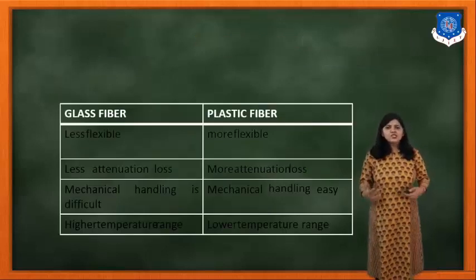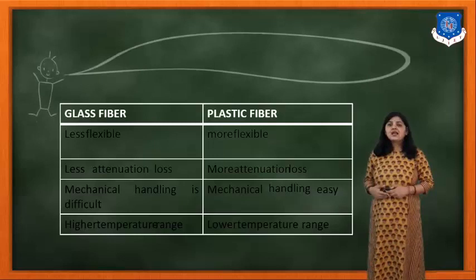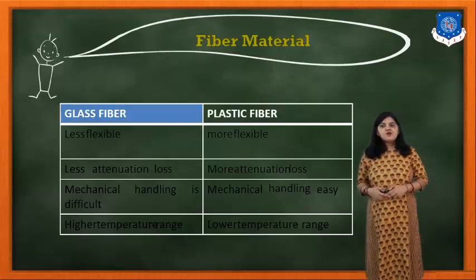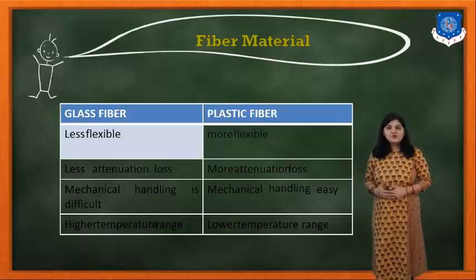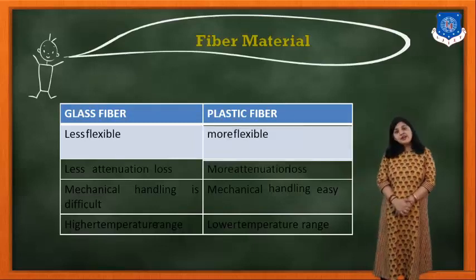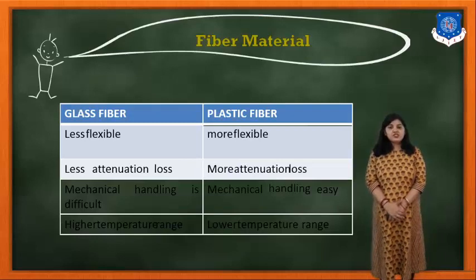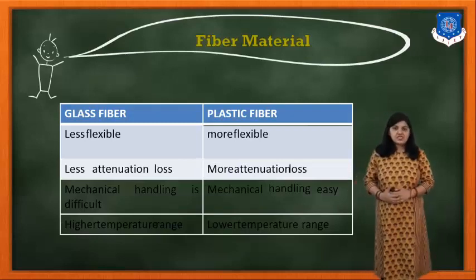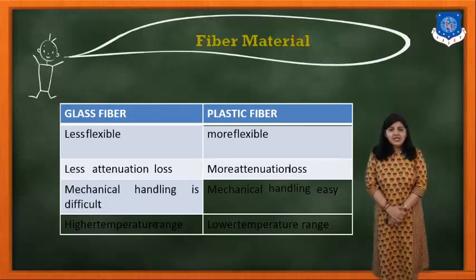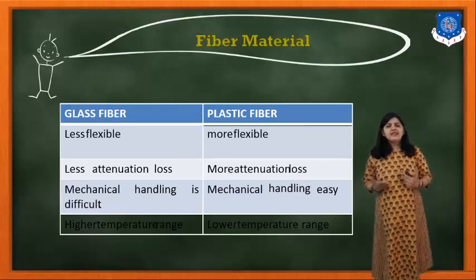Now according to that, the fiber materials are of two types. One is the glass fiber and another one is the plastic fiber. The glass fiber is less flexible. Plastic fiber is more flexible. The glass fiber provides less attenuation loss compared to plastic. Plastic provides more attenuation loss. The mechanical handling of the glass fiber is difficult. For plastic fiber, the handling is easy.